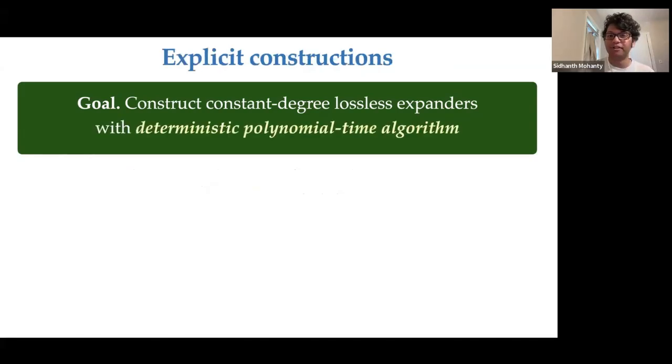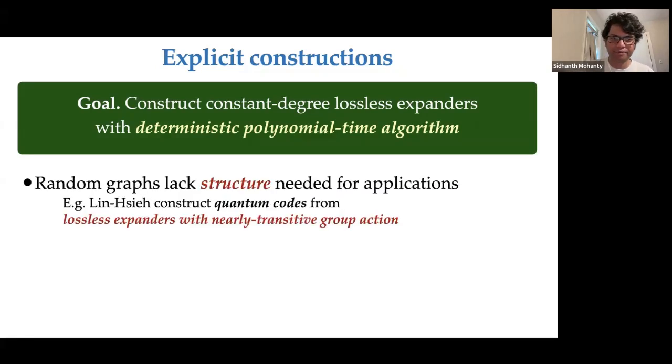And the more ambitious goal is to construct these expanders with an algorithm that is deterministic and runs in polynomial time in the number of vertices of the construction. Okay, so now you may ask, why may one care about this particular notion of explicit? And okay, here's one example. So random graphs tend to lack structure that you need for applications.